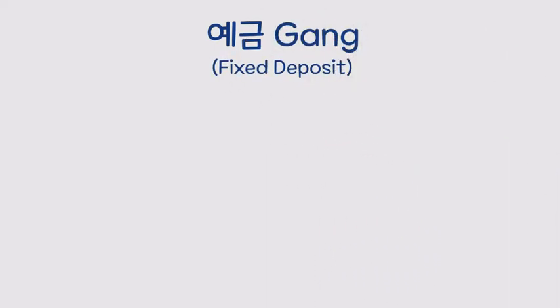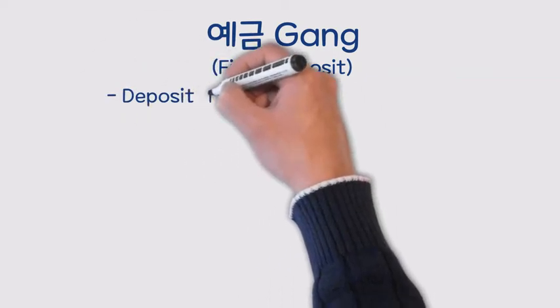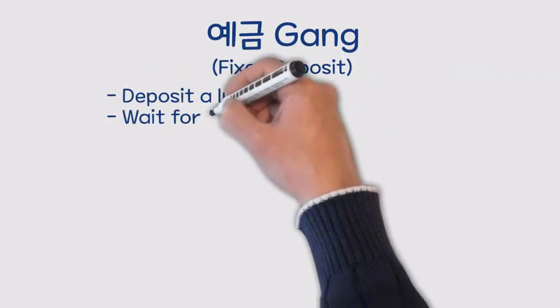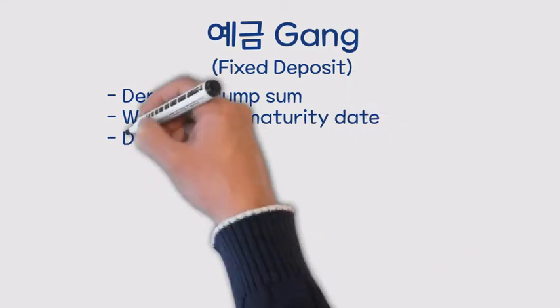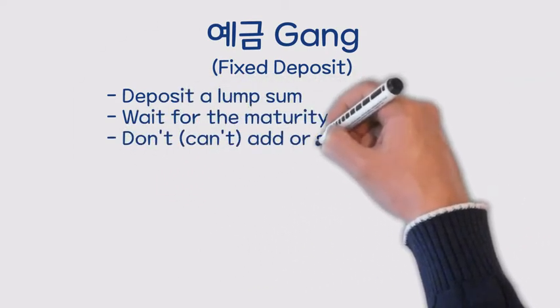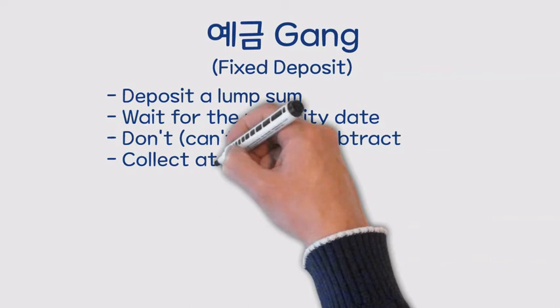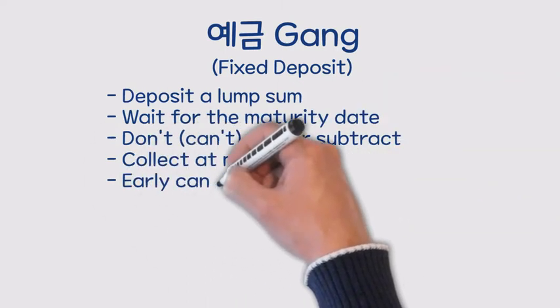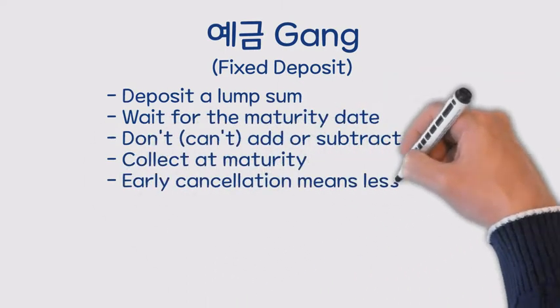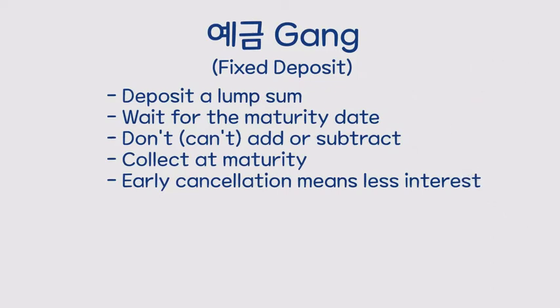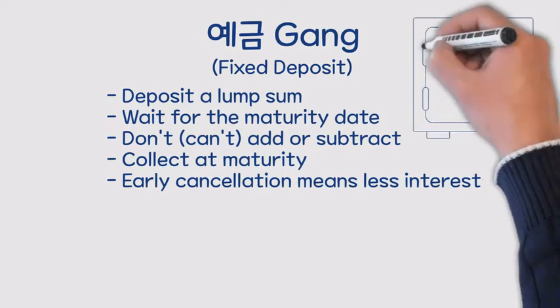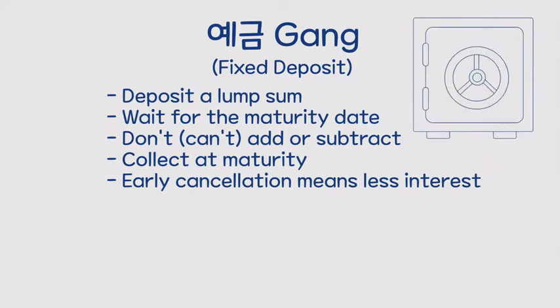This concept is pretty simple. You give the bank a set amount of money, you don't touch that money, and after the maturity date you get it back. During the time you've deposited the money, you can't add or subtract to the total amount of the account, and the money simply accrues interest over time. If you choose to cancel before the maturity date, then you receive less interest than you were initially guaranteed, but you do still get a return. Really, this is just a lock it in and stay locked in method.